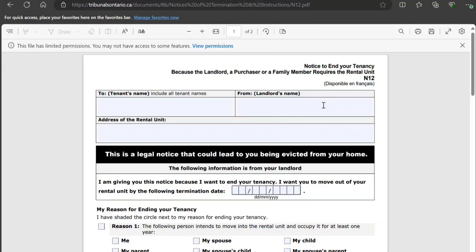And this notice is not something that's going to force the tenants to leave. They can always go and exercise their right to a hearing if they feel that this is not done in good faith.